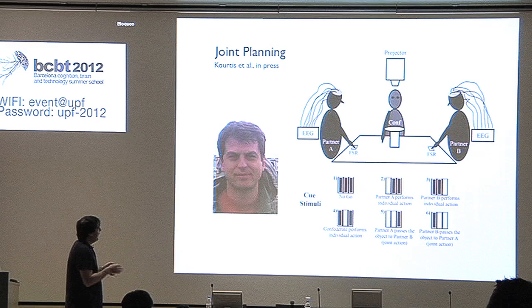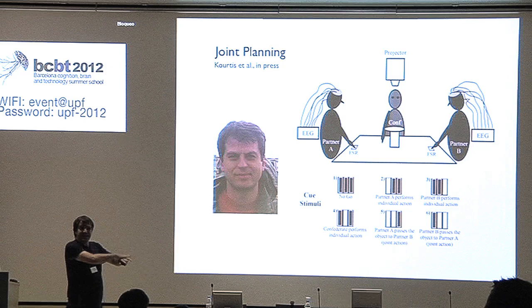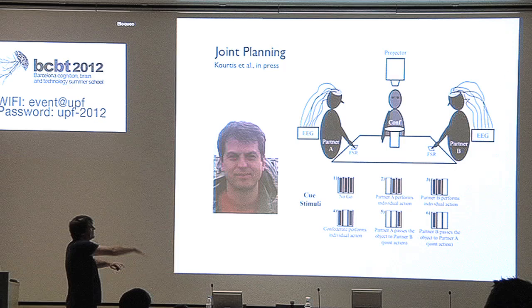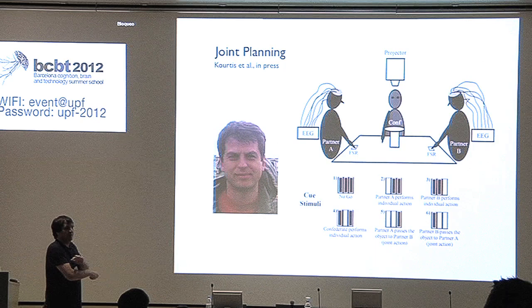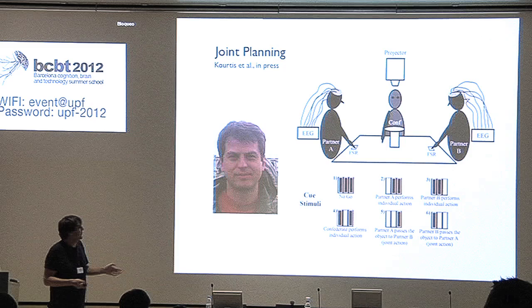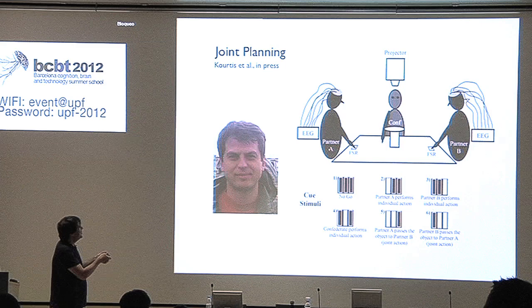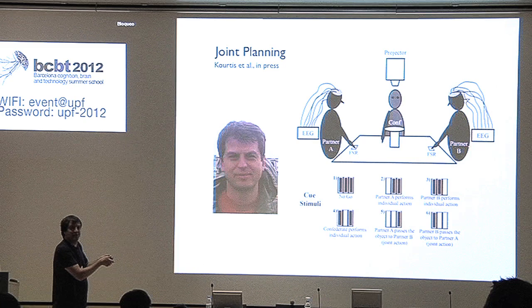Okay. So the way this is done is there's a candle in the middle of the table, there's a plate mounted on top of the candle, and we project action cues on top of the plate. Okay? And these can be different cues that people know in advance. So if you see this cue, you know that none of the two partners should do anything. It's a no-go cue. If you see this cue, partner A knows that he or she should perform an action, and partner B knows that he or she shouldn't. Okay. Same for partner B.